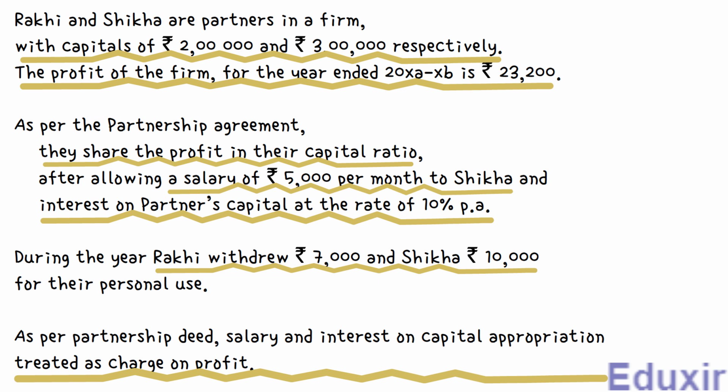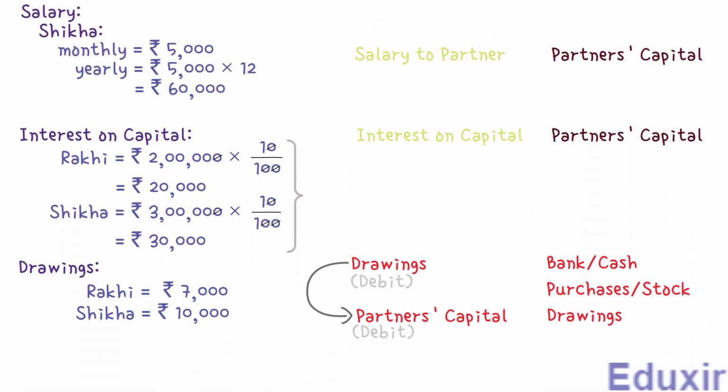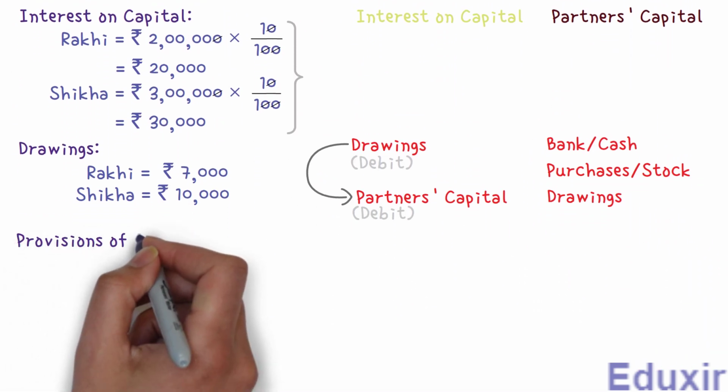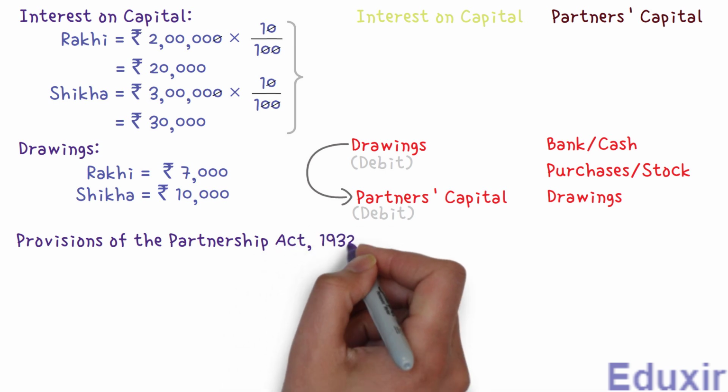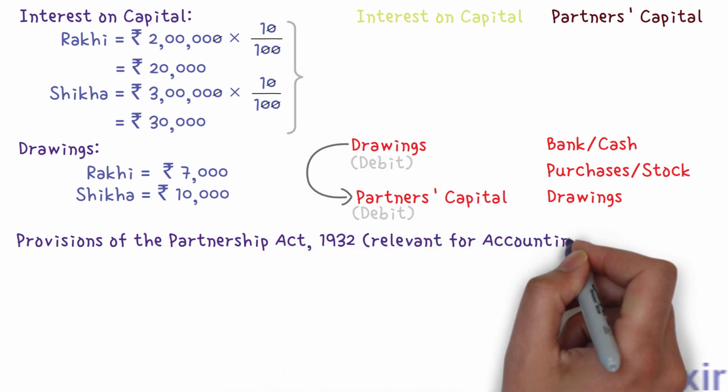After dealing with the drawings amount, the next thing that we should deal with is the interest on drawings. But as we can see in the problem, there is nothing specified about the interest on drawings. So what should we do now? In this case, we proceed as per the provisions of the Partnership Act 1932 relevant for accounting.